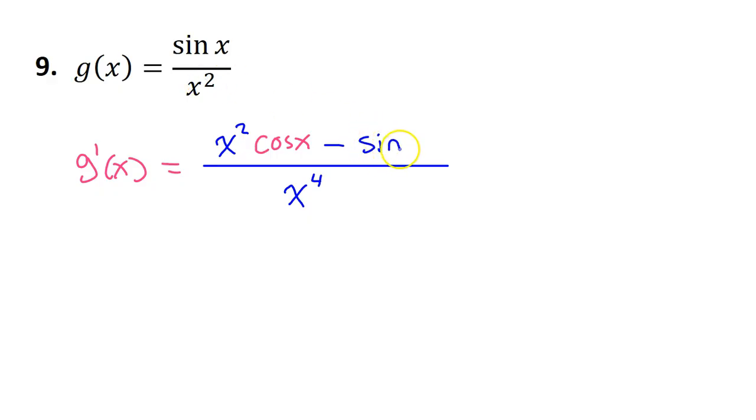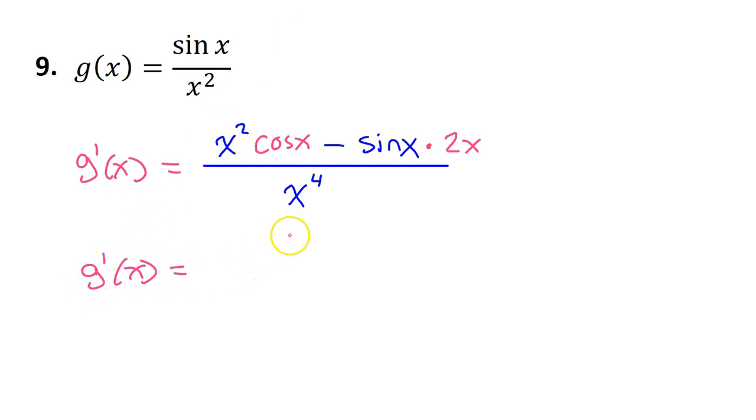So sine x times the derivative of x squared, which is 2x. Resist the temptation of canceling out any of these x's unless, I would leave the answer like this if this was a test. But we do have a common factor here. See, there's x's in both terms, so you could do this.